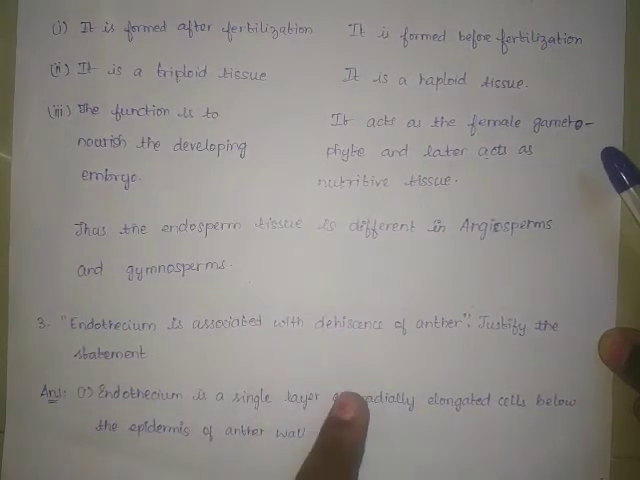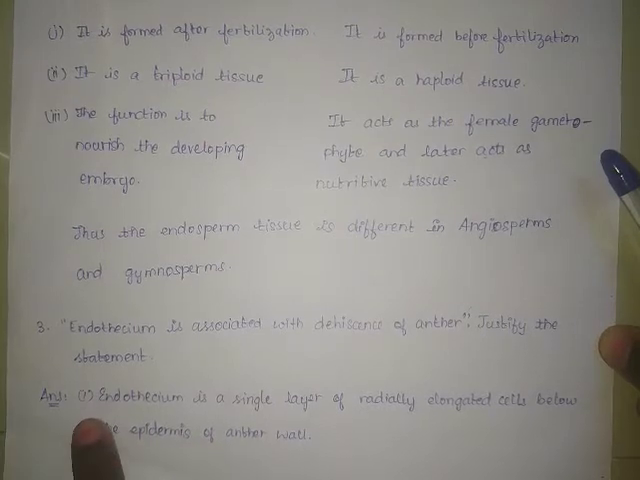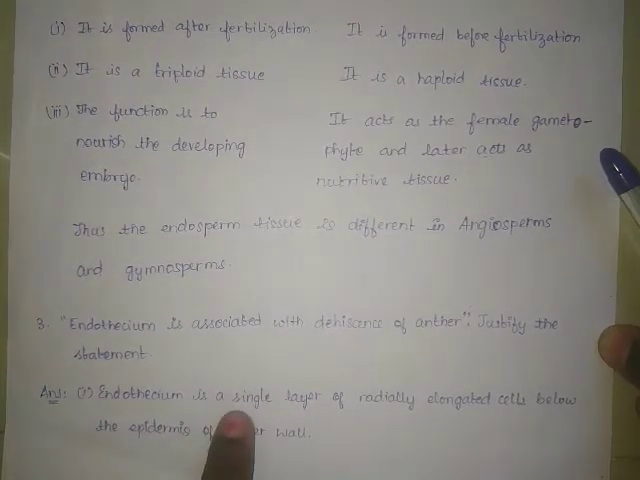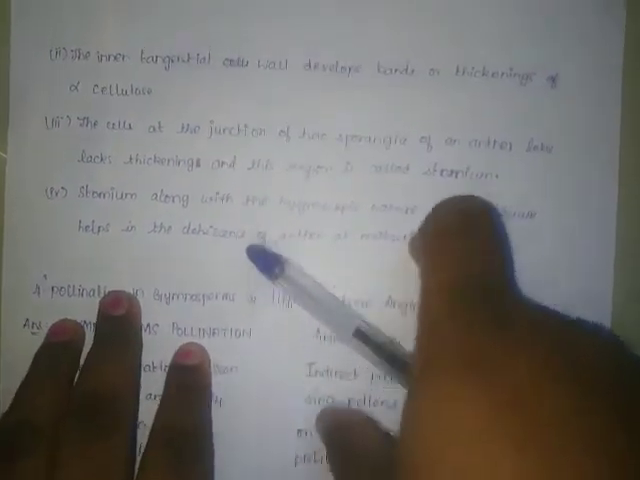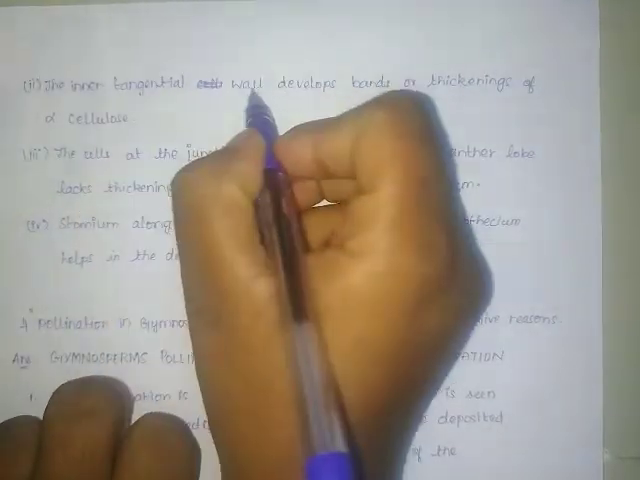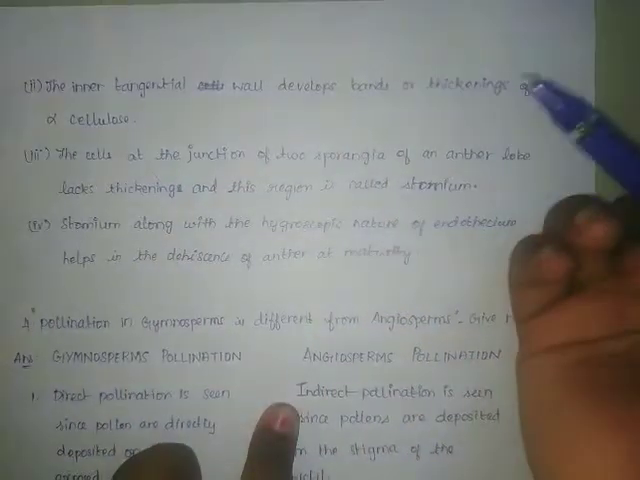Endothecium is associated with dehiscence of anther. Justify the statement. So, for this question, the first point is, endothecium is a single layer of radially elongated cells below the epidermis of anther wall. Next, second point is, the inner tangential wall develops bands or thickenings of alpha cellulose.